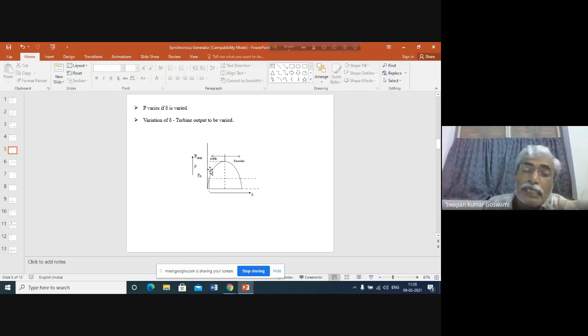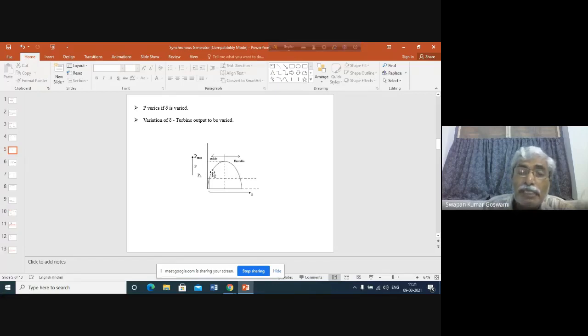As the rotor accelerates, what happens? Vector EF will move away from vector Vt, because Vt is rotating at synchronous speed and EF is rotating at a speed somewhat higher than the synchronous speed. So delta increases. As delta increases, you see that the operating point will move on this curve. That means accordingly, output power also will increase. So with the increase in delta, output power also will increase.